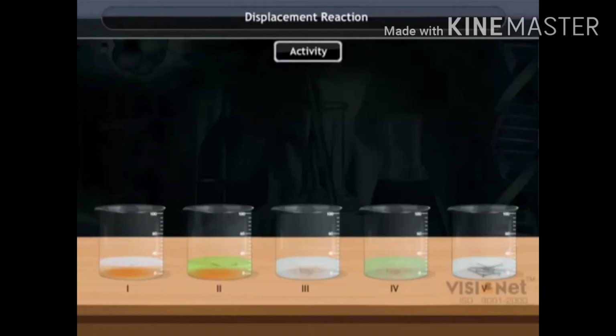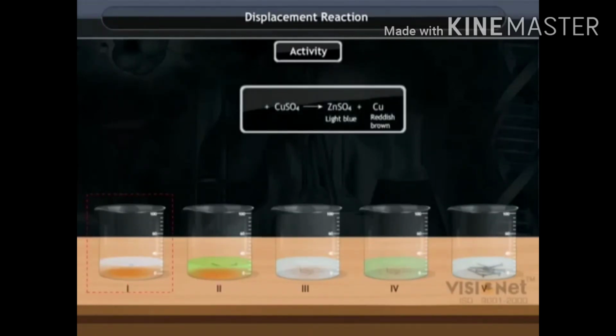In beaker 1, zinc, Zn, replaces copper, Cu, from the copper sulfate, CuSO4, solution to form zinc sulfate, ZnSO4, and copper. Because of this, the blue color of copper sulfate disappears and a reddish-brown substance, that is copper, gets deposited at the bottom of the beaker.